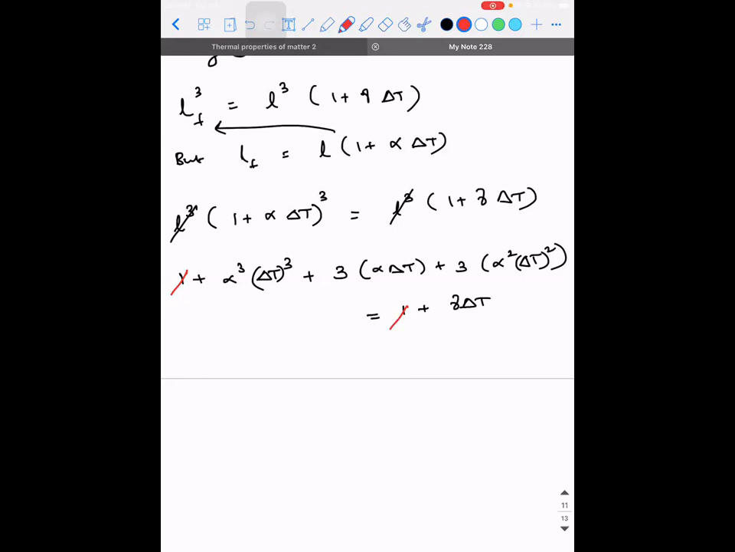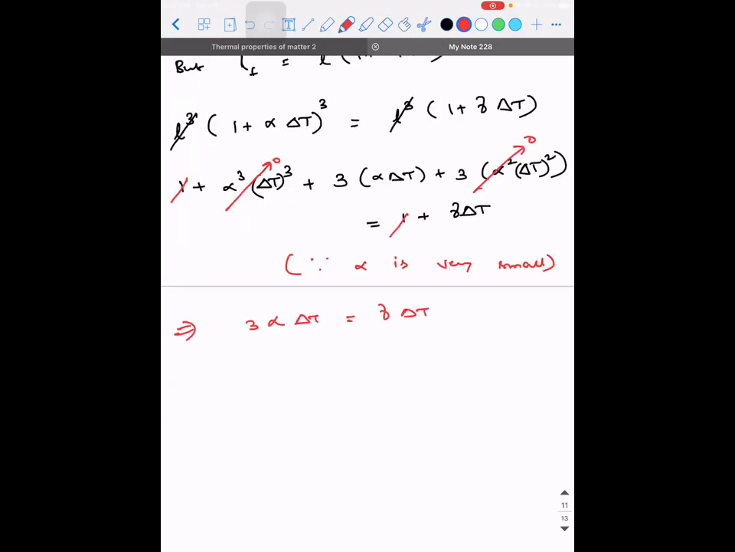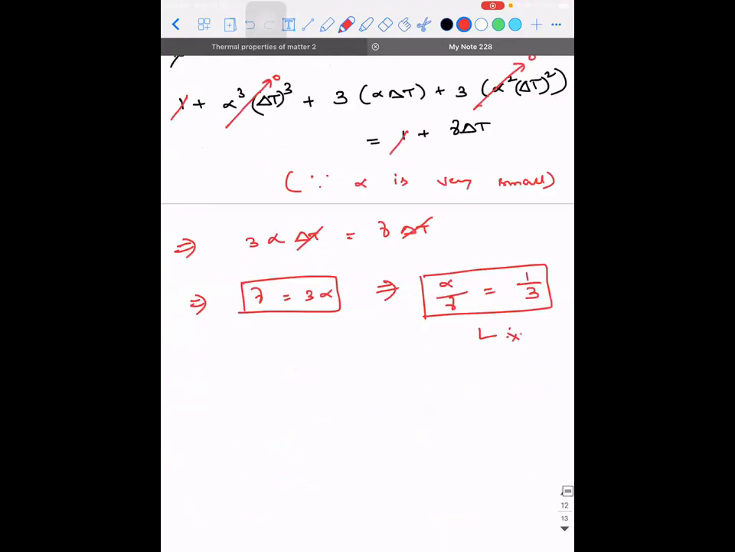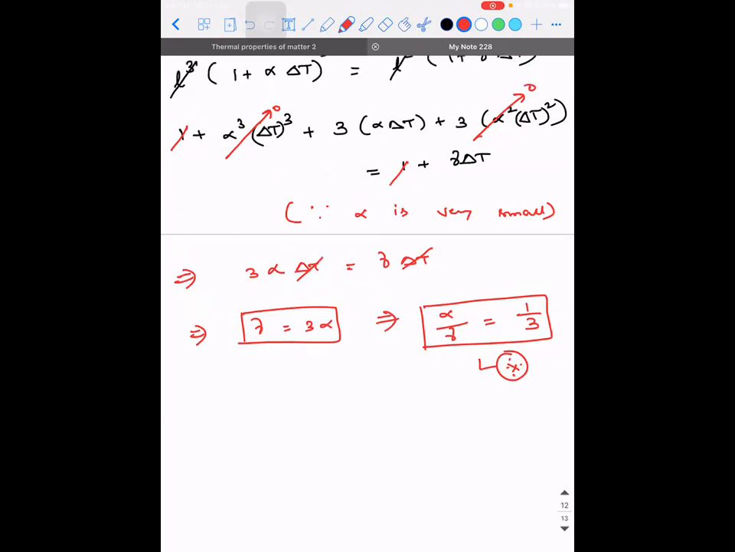Three times alpha into delta t will be equal to gamma into delta t. Delta t will get cancelled. Gamma will be equal to 3 times alpha. So from this, alpha by gamma is equal to 1 divided by 3. This is also an important relation. Okay. Make a note.